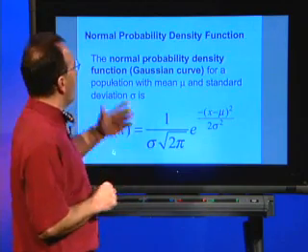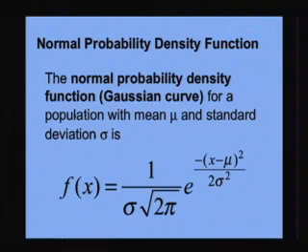The normal probability density function, the Gaussian curve, for a population with mean of mu and standard deviation sigma is given by the formula f of x is equal to 1 over sigma times the square root of 2 pi times e raised to the power negative quantity x minus mu squared divided by 2 times sigma squared.